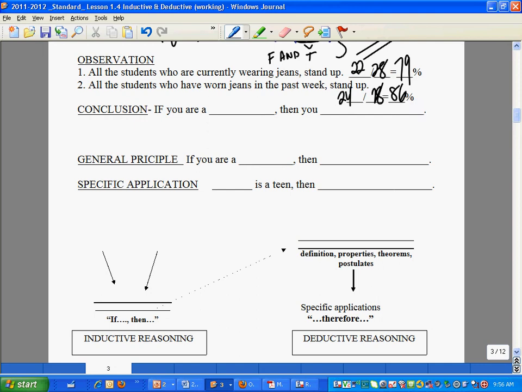Yes, there's exception to the rules, but it's a general conclusion. Can you work with me here? Even though my percents aren't the highest. Okay? So I take in information and I have what's called an aha moment. Aha! If you're a teen, then you wear jeans. Go like this. Take in. Go aha. Okay, that's called aha moment. That aha moment is a truth. A general truth.